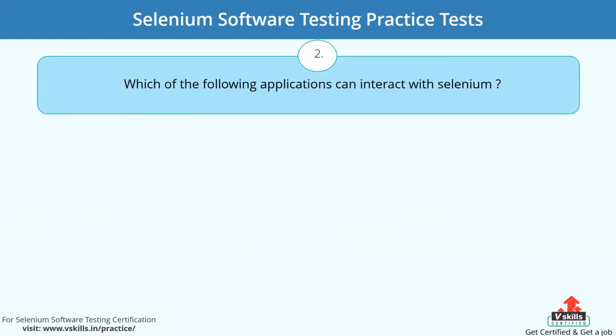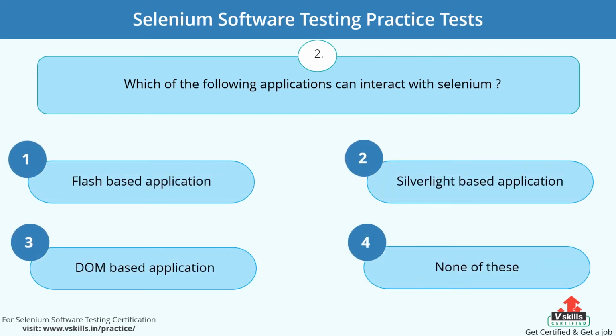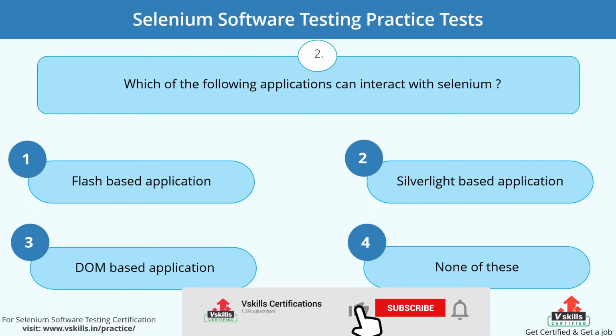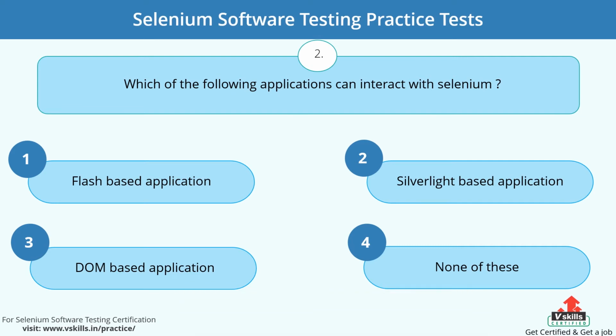Question number 2. Which of the following applications can interact with Selenium? The options are A. Flash-based application, B. Silverlight-based application, C. DOM-based application, D. None of these. The correct answer is option C.